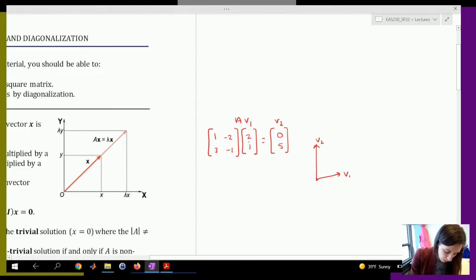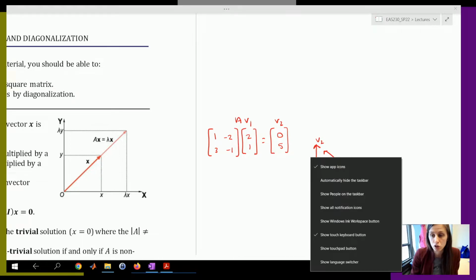So if I look at 2, 1 here, so here's V1, and I multiply it by this A matrix here, I essentially moved it to 0, 5. That's what happens when we're doing matrix multiplication with vectors. It's called a transformation, where we're moving vectors in space from one location to another location.